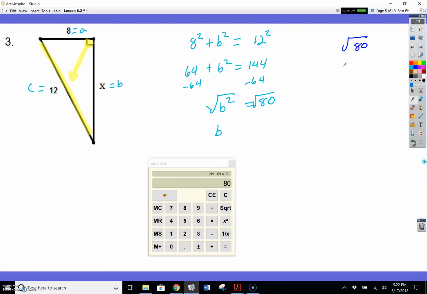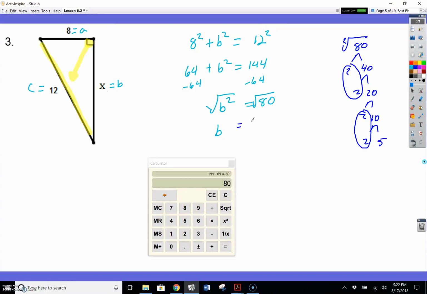This could be 2 and 40, 8 and 10, 4 and 20. It doesn't matter. Students tend to like dividing by 2, so I'm going to just start dividing things by 2. So 2 and 40, 2 and 20, 2 and 10, 2 and 5. Now I'm looking for the square root, so I'm looking for pairs of 2. So I have a pair of 2s here, and I have a pair of 2s here.